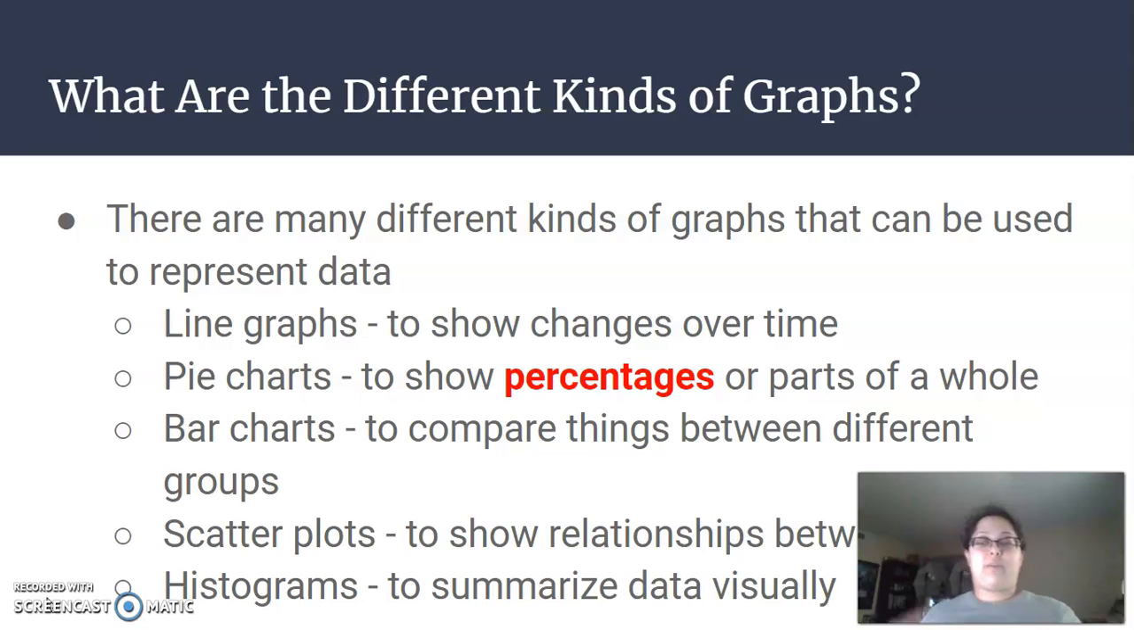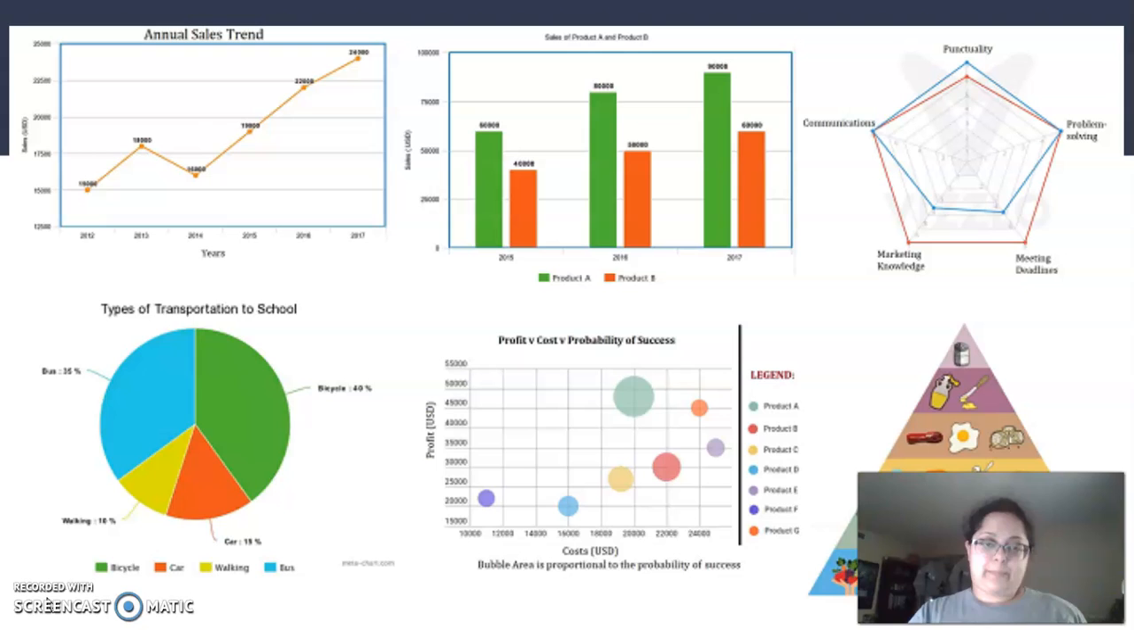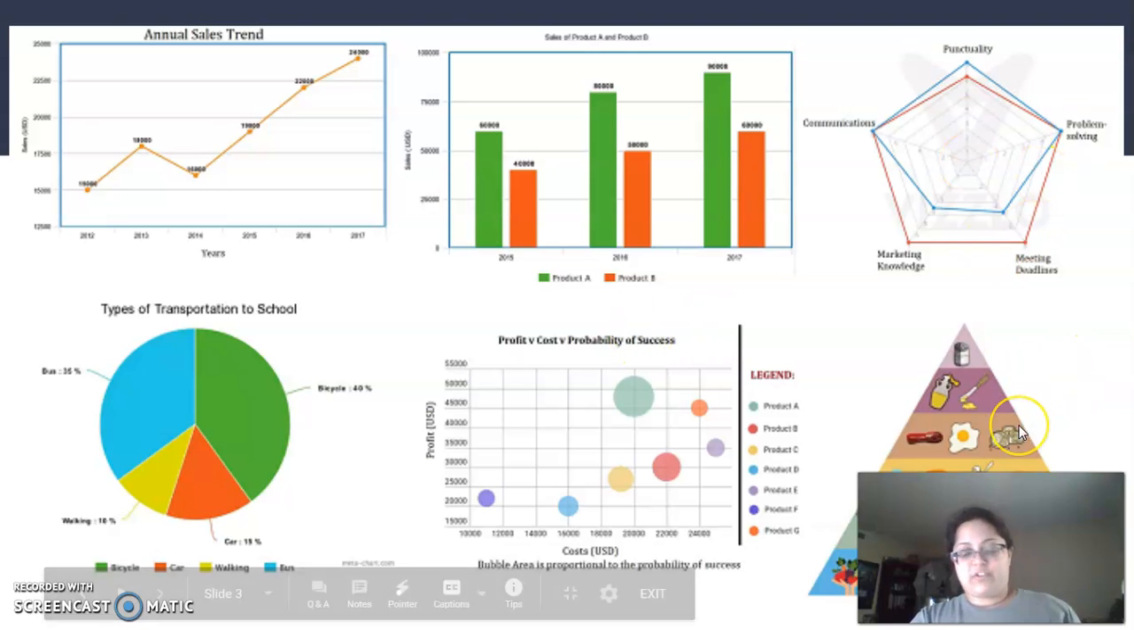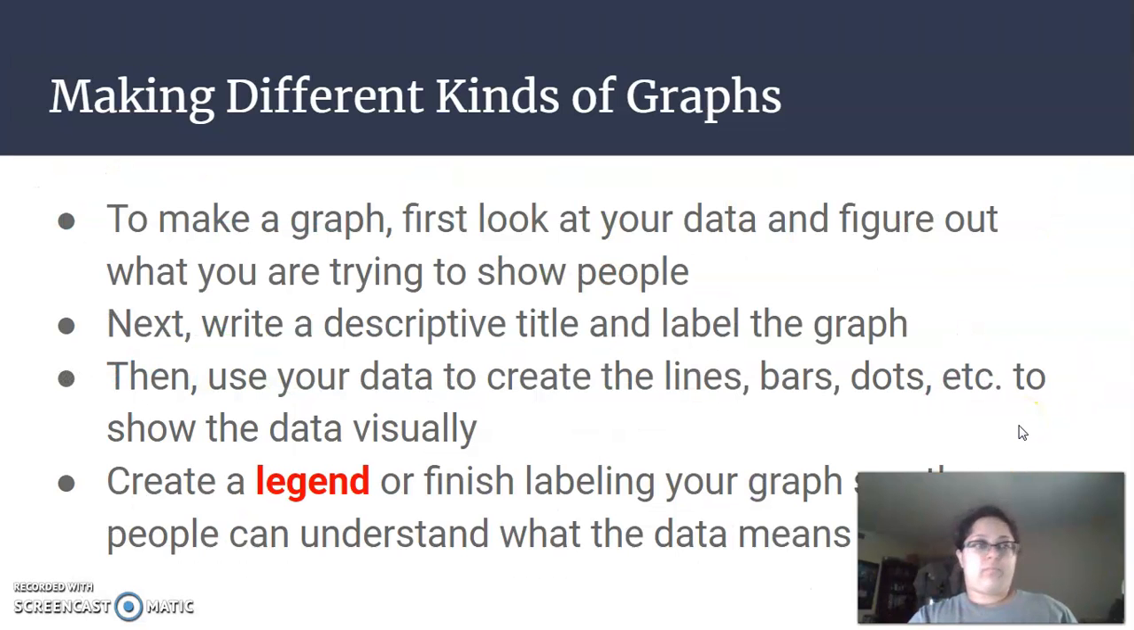Bar charts and histograms look really similar because they both have the same bar style. The difference is that bar charts compare different groups, whereas histograms summarize data. And line graphs show changes over time. So again, top left, that's a line graph. Bar graph is right here. Pie chart is right here. Scatter plot is right here. Neither of these I mentioned, so don't even worry about it.